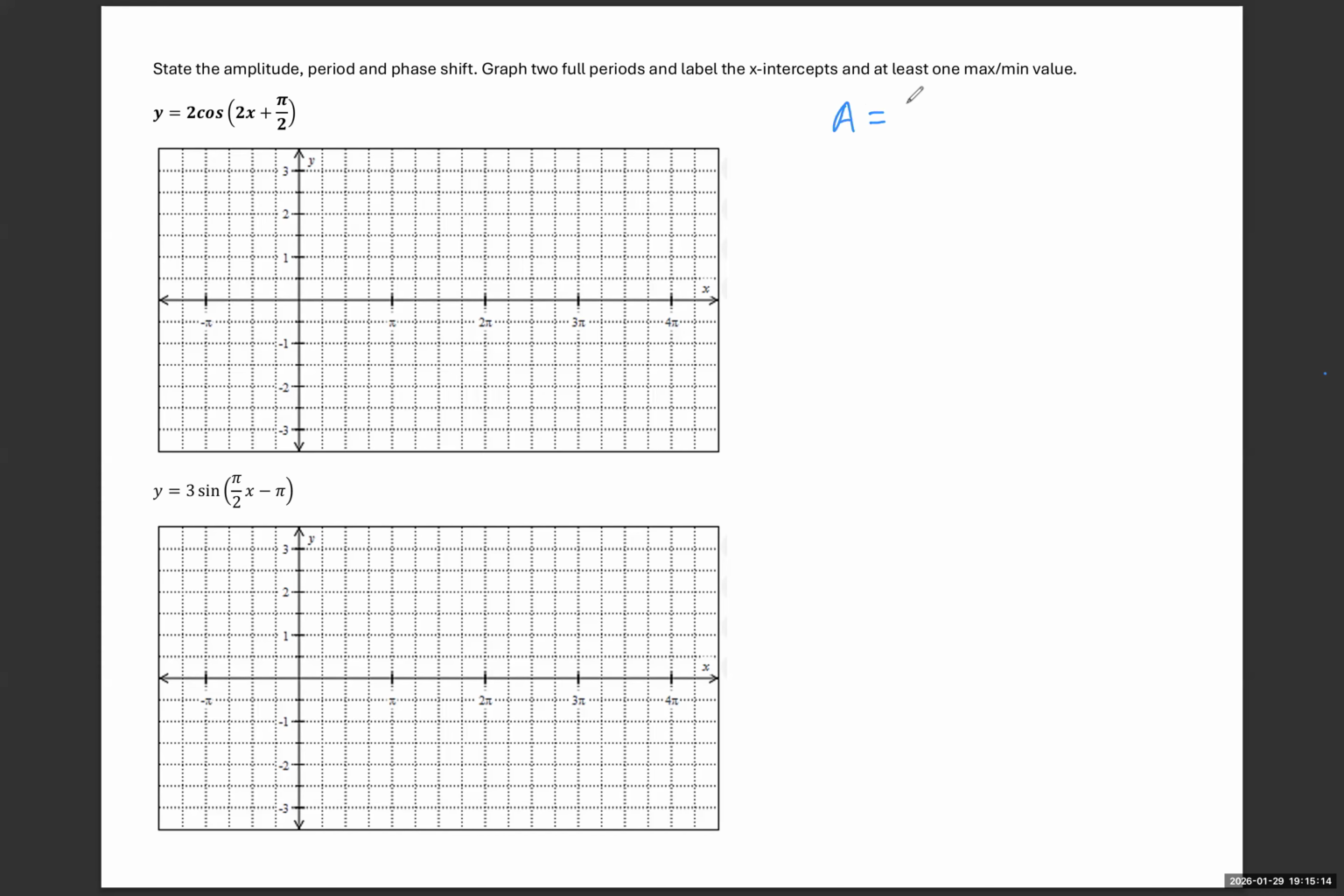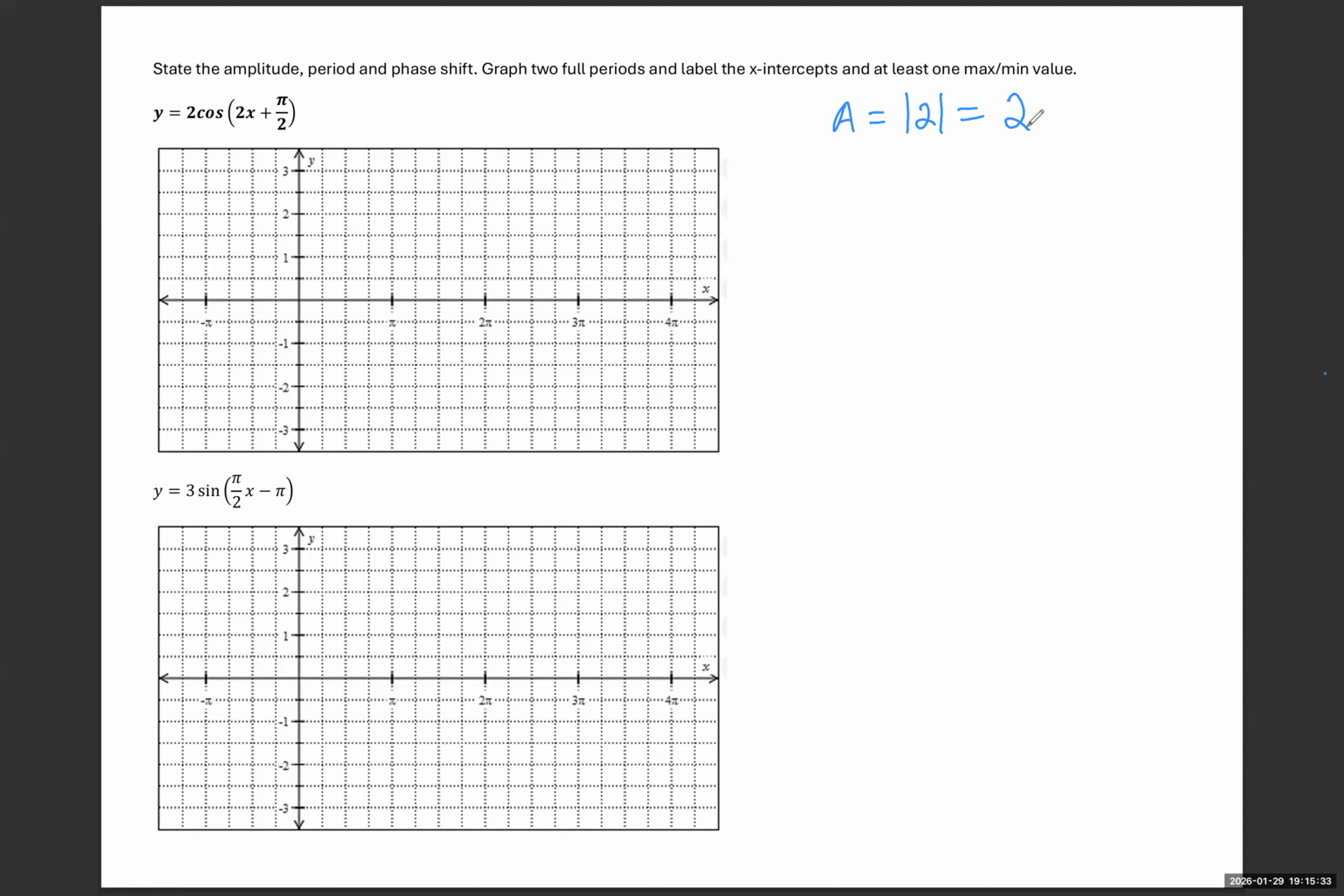The amplitude of this function is the absolute value of 2, which is the number in front of the cosine, which is 2. So that just means that the function is going to be 2 tall, and the minimum is also going to be at -2 below the x-axis.